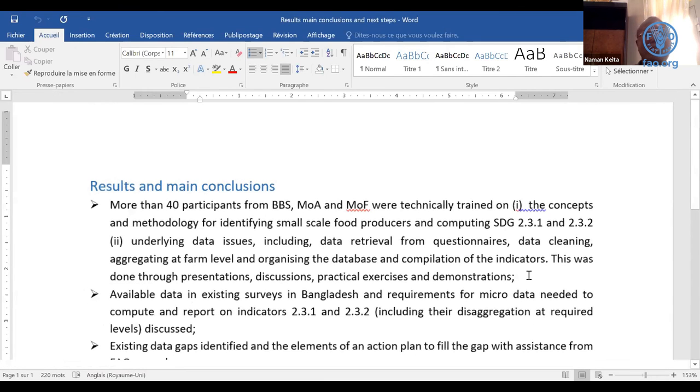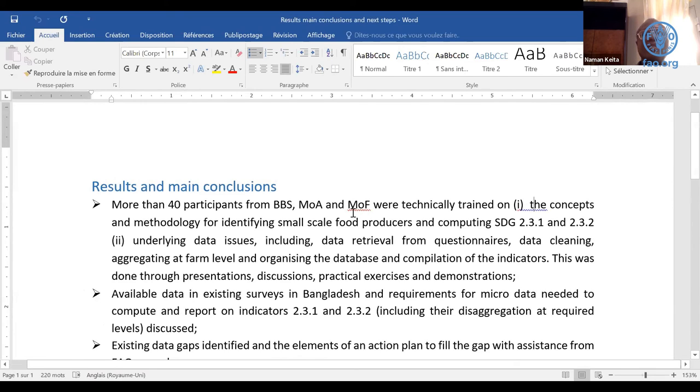Okay, so this is just taking from what we showed the first day as the objectives and outcomes of this meeting. First, a number of participants from BBS, Ministry of Agriculture and Ministry of Food were technically trained on the concepts and the methodology for identifying small scale food producers and computing SDG 2.3.1 and 2.3.2. So that's number one.